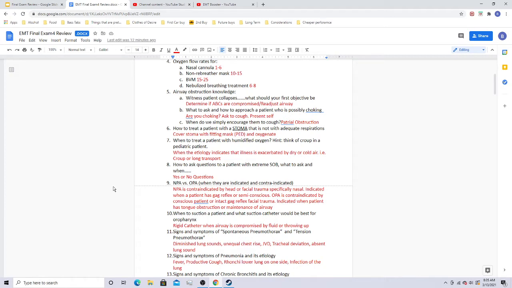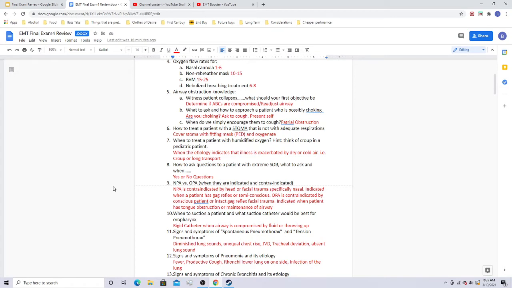NPAs versus OPAs, when are they indicated, when are they contraindicated? An NPA is contraindicated by head or facial trauma, specifically to the nasopharynx. It's indicated when the patient has a gag reflex or is semi-conscious. So if you respond to a call, the airway is compromised, and you need oxygen into the patient, you give them an NPA if they don't have any facial trauma. An OPA is contraindicated by a conscious patient or intact gag reflex, and facial trauma, specifically to the oropharynx. It's indicated when the patient has a tongue obstruction or has issues maintaining their airway.